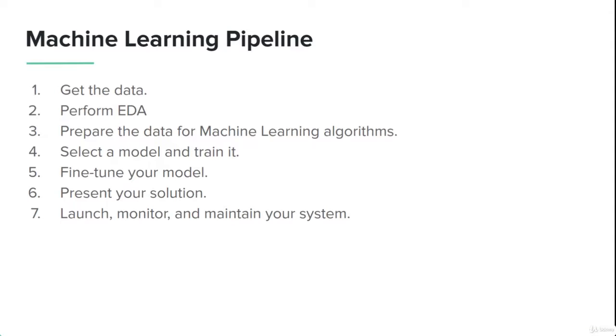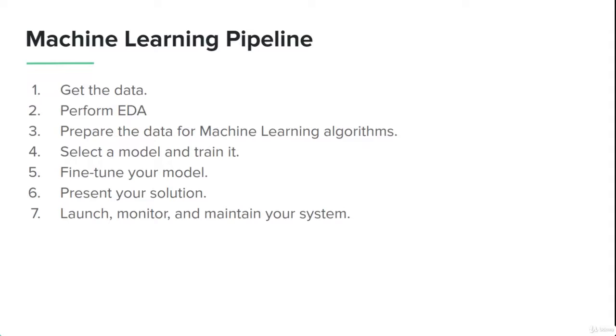Firstly we get the data, and secondly we perform EDA, which is exploratory data analysis. Then we prepare the data for machine learning algorithms. Afterwards, we select a model which is most appropriate to the given problem and we train it. Then we fine-tune our model to improve accuracy, and then we present the solution. Afterwards, we launch, monitor, and maintain the system. So this is the most common machine learning pipeline.